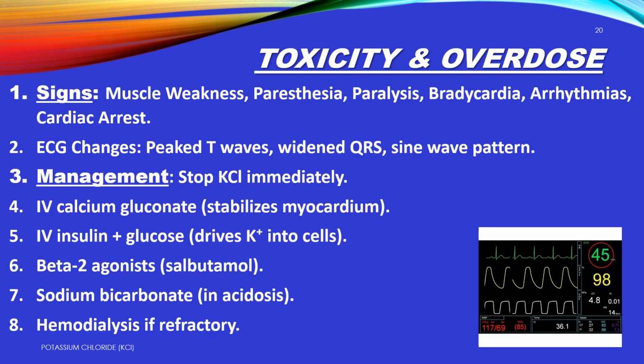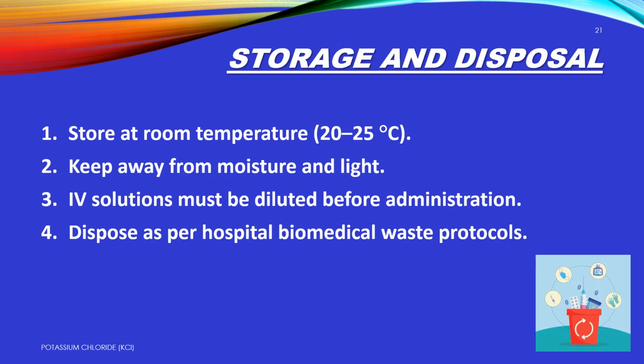reduce potassium levels. Storage and disposal of potassium chloride. 1. Store at room temperature, 20 to 25 degrees Celsius. Potassium chloride should be stored in a cool, dry place with a consistent temperature between 20 to 25 degrees Celsius. 2. Keep away from moisture and light. Moisture and light can affect the stability and potency of potassium chloride, so it should be stored in a way that minimizes exposure to these factors.